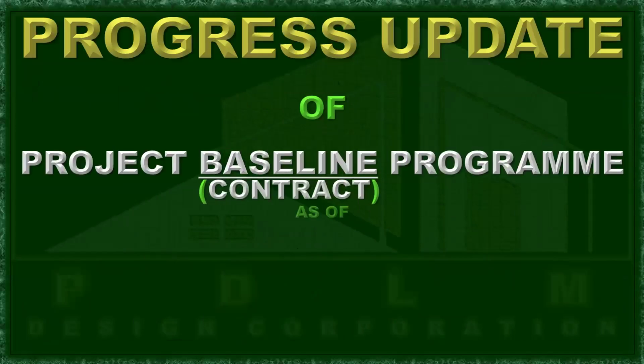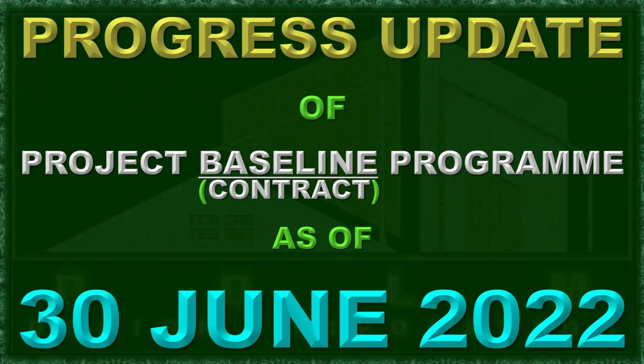Okay, now we will start the project status checkpoint, or that is actually the project status update, our first update. So the progress update of project baseline program as of 30 of June 2022. This is the end of the month, since our contract's project start is 1 of June 2022. So we are doing the update monthly. So we have to status our project based on its performance from 1st of June to 30th of June 2022.